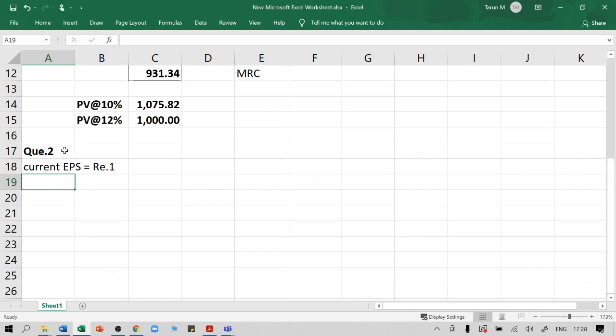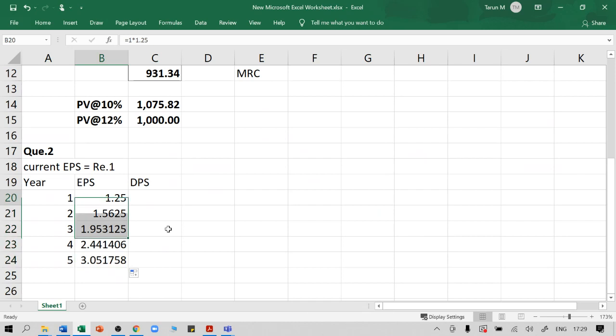Now, let's not look at the complex formula and let's try to solve this question in the two-step model. In the two-step model, what do we do? First of all, we make a table for 5 years because the high growth phase is for 5 years. And then we calculate earning per share, and then we calculate dividend per share for these 5 years. Now, the question says that earning growth rate is 25% for the first 5 years. So my first year's EPS will be 1 rupee multiplied by 1.25. And then the next year will be this amount multiplied by 1.25 again. And if I drag it down, this is my EPS.